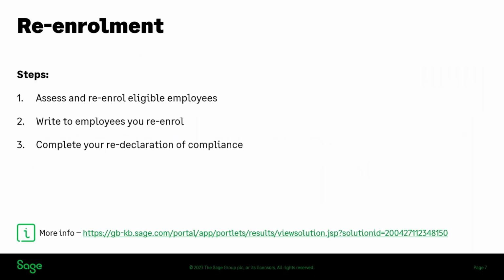So what are the steps involved when it comes to re-enrollment? There are 3 of them. The first step is to assess and re-enroll any eligible employees. Your second step is to write to your employees who you've re-enrolled. And then finally, you must complete your re-declaration of compliance.